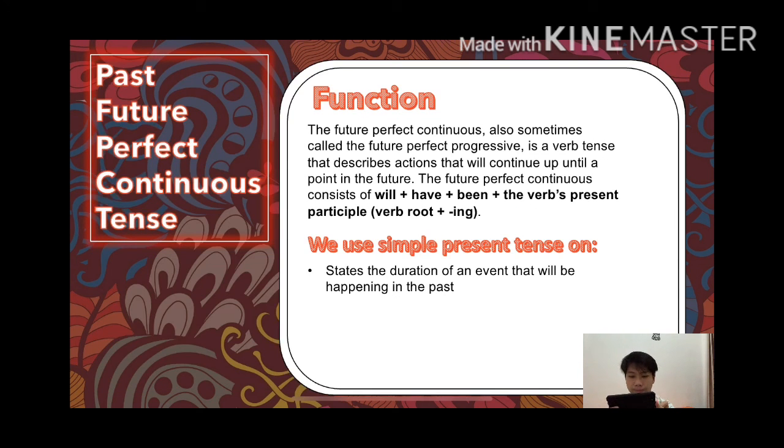And the function: the future perfect continuous, also sometimes called the future perfect progressive, is a verb tense that describes action that will continue up until a point in the future. The future perfect continuous consists of will plus have plus been plus the present participle, or verb root plus ing. We use it to state the duration of an event that would have been happening in the past.